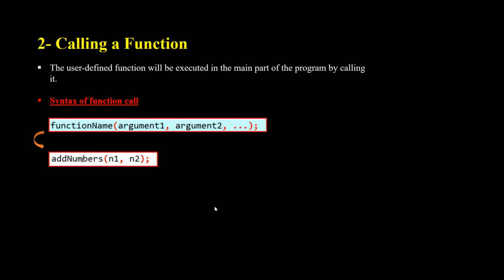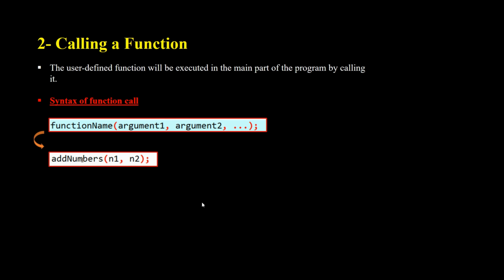The second part is the calling function. As we said in the previous video that you can find in this link, the function must be written outside of the program, outside of the main function. So if we want this function to be compiled, we have to call it in the main part. So the user-defined function will be executed only if we call it in the main part. So it will be executed in the main part of the program by calling this function.